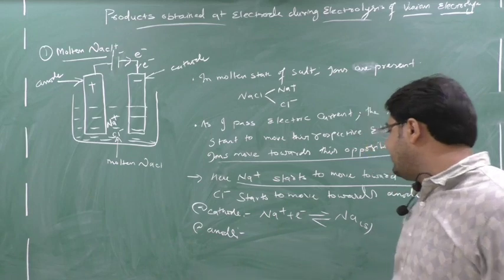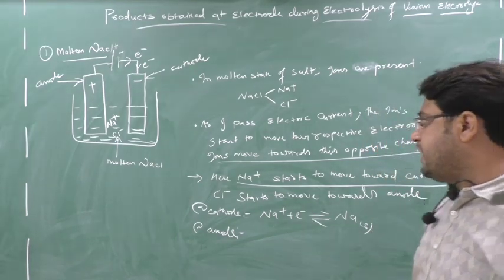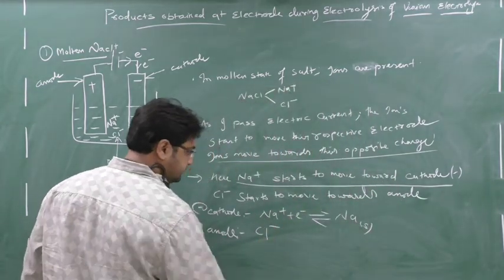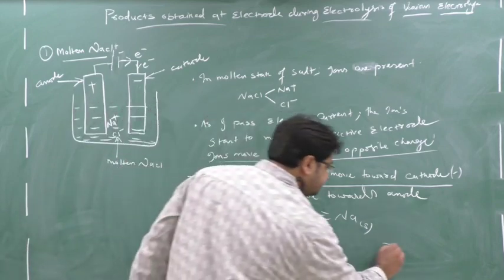So at the cathode, what will I get? I will get Na at the cathode, reduction occurs. That is Na+ plus electron gives what? Na solid. And at the anode, oxidation occurs. At the anode, oxidation, and you know oxidation means loss of electron.